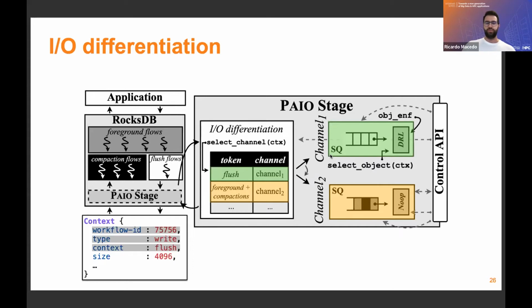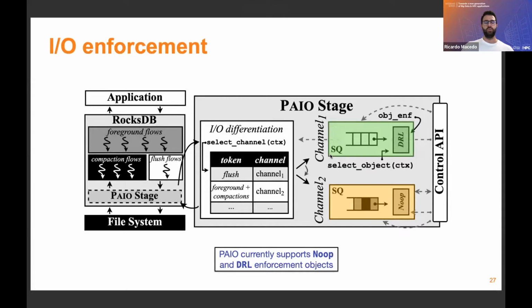In the channel, it will be first submitted to a submission queue and will then be dequeued by an enforcement object. Okay, so in the case of channel 1, where we only treat flush operations, and to comply with the policy we want to rate limit it, we provide a dynamic rate limiter enforcement object. So this dynamic rate limiter is basically a token bucket that will only submit requests at a given rate. Okay, so after the dynamic rate limiter enforces it, the request is then returned to the original data path.